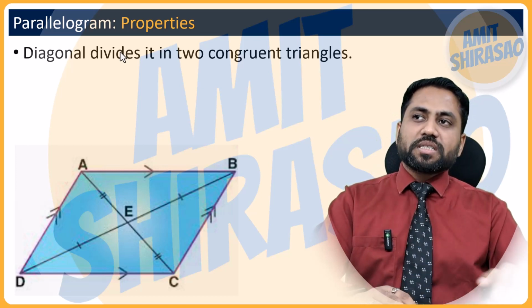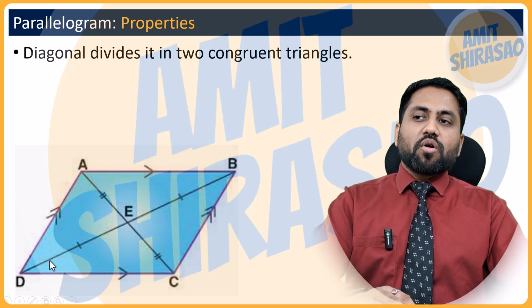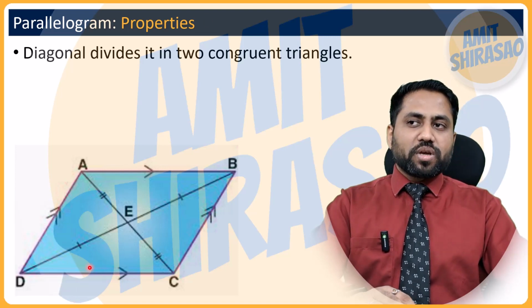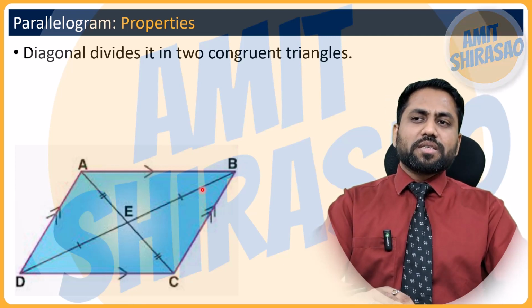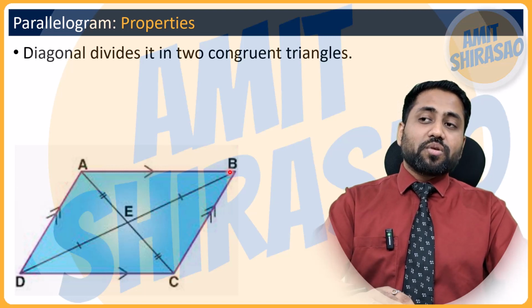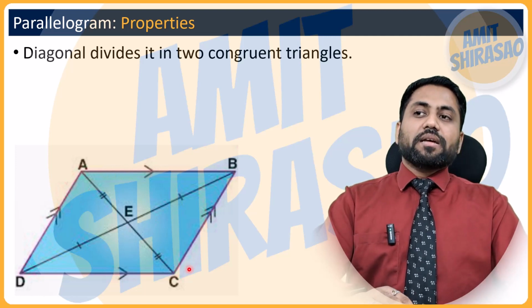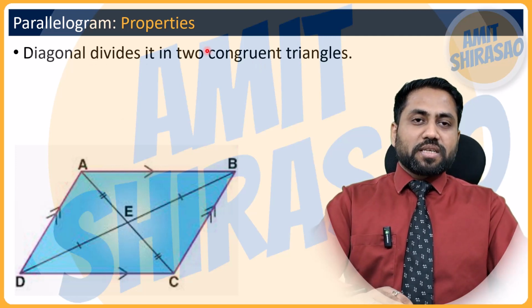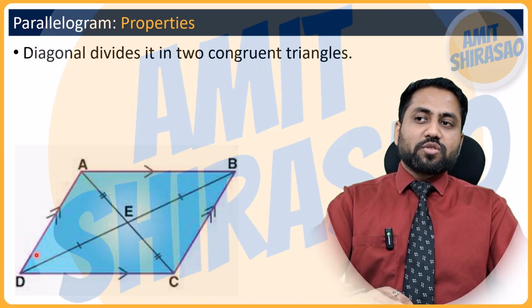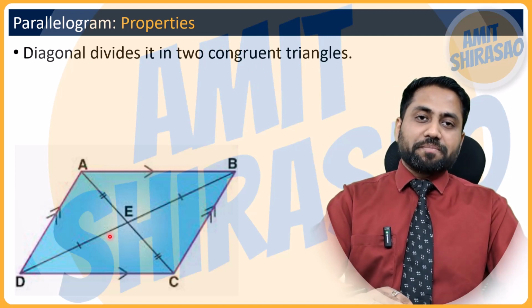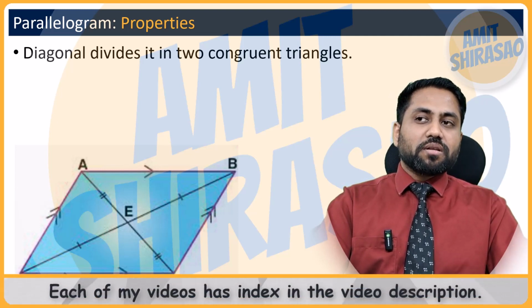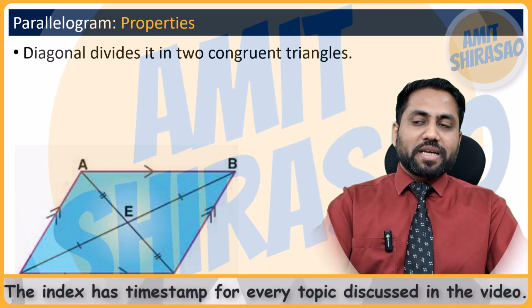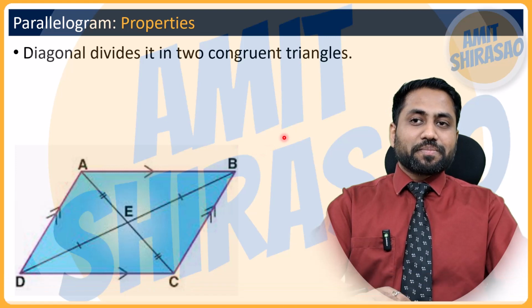Four properties. The first property says that the diagonal divides it into two congruent triangles. So this is one diagonal and this is another diagonal. Consider only one diagonal at a time, this diagonal. It is dividing the parallelogram into two triangles, DBA and DBC, right? Now this property says that these two triangles are congruent. How will you prove it? First of all, you see that this angle and this angle have to be equal, because these are two parallel lines, and this is a transversal, right?